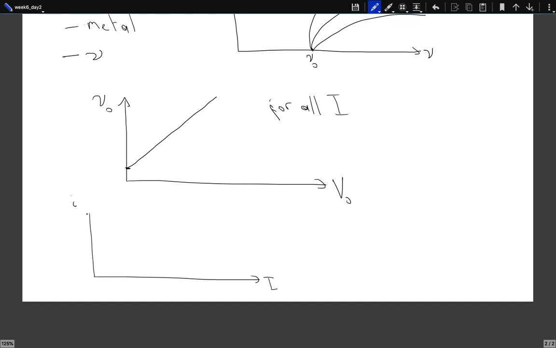And then we can look at I as a function of the intensity of light. For a frequency which is able to create the current, they turn out to be linear. The larger the intensity, the larger the current you have.